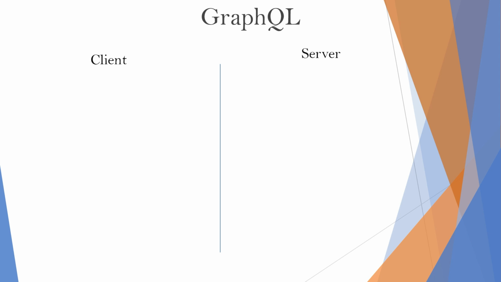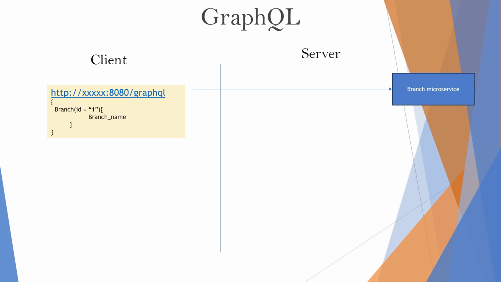In the case of GraphQL, client will send a request to server. It will be one endpoint. In that, few details also client can send. Here it says that it's the branch details it needs, and only branch with ID 1 need to be pulled, and from there only branch name I need, nothing else. So this information will be sent to server side.